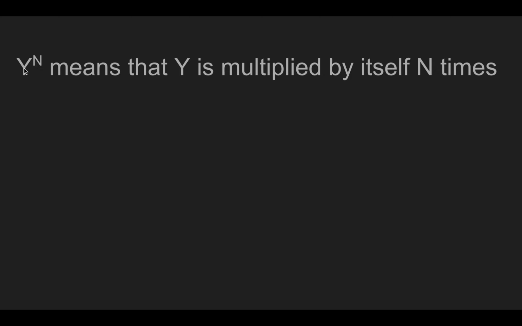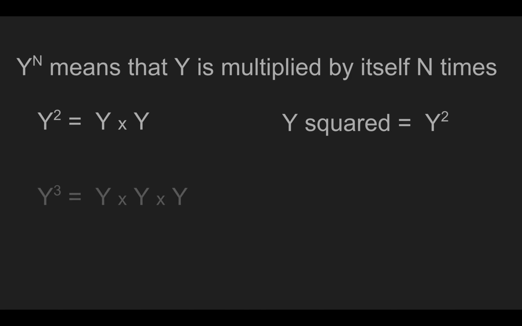So this is an exponent, y to the n power. It means that y is multiplied by itself n times. So if we have y to the second power, it means that y is multiplied by itself 2 times. This is the same thing as saying y squared. It means the same thing. You'll hear a lot of people say y squared. If they say y squared, they just mean y with an exponent of 2. And remember, that just means y times y.